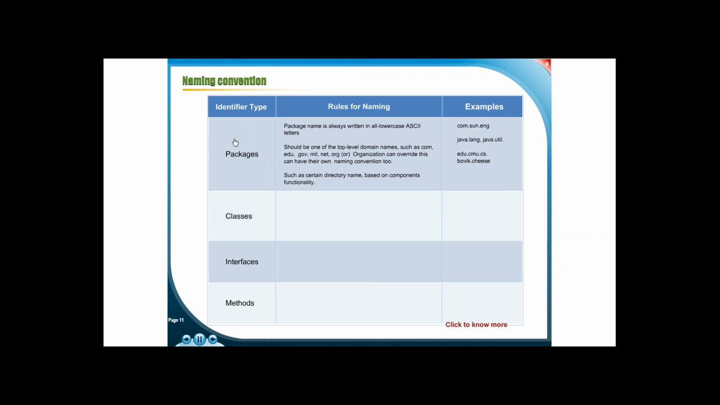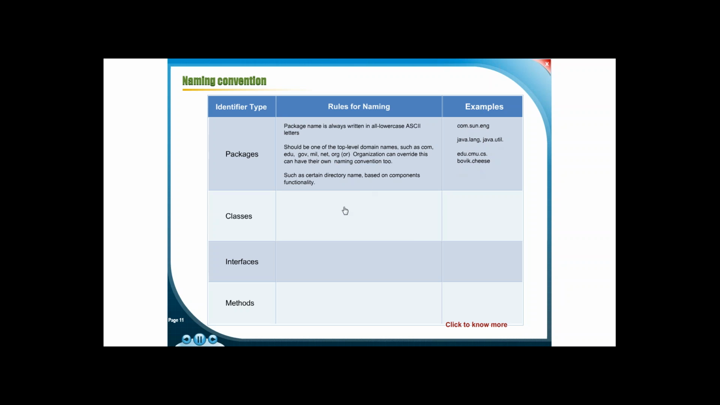And here you can see identifier types. Packages: the package name is always written in lowercase and should be one of the top level domain names such as com. So the package name should contain domain names like com, commercial, edu, education, gov, government, net. The package name should follow the standards. You can see some examples here: com.sun for some engineering work, java.lang package, java.util, and education related ones like CMU, CS.